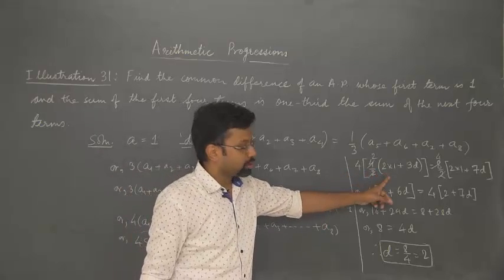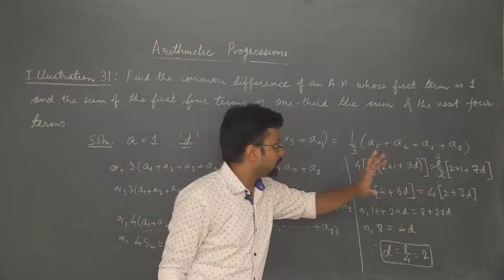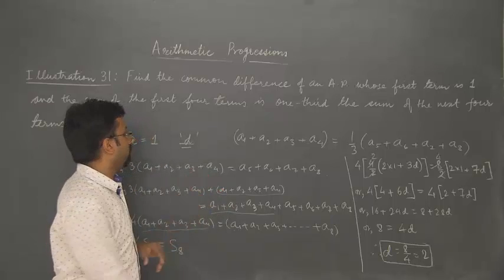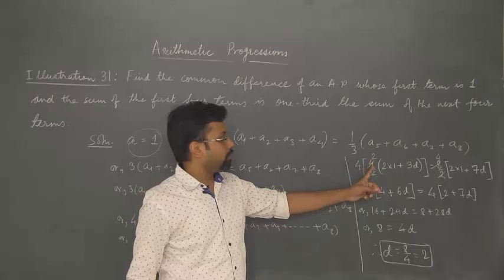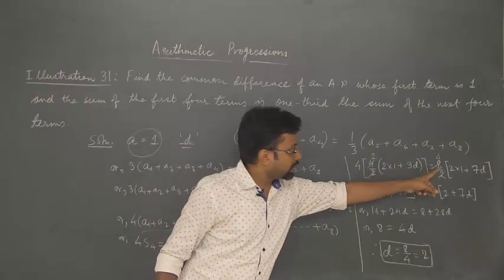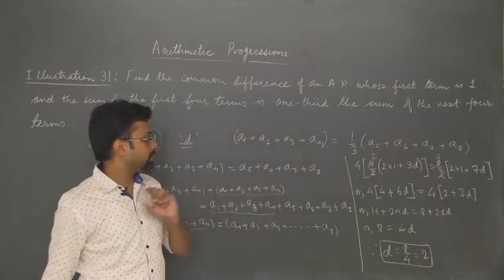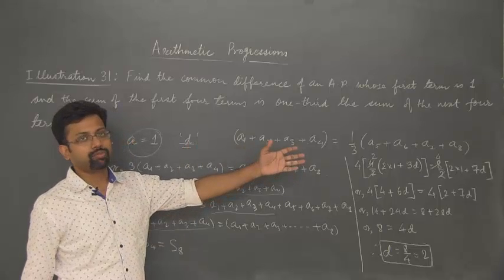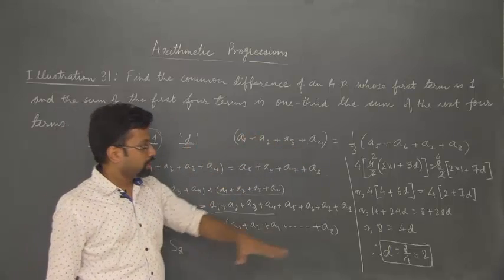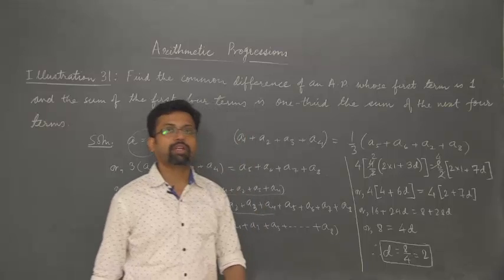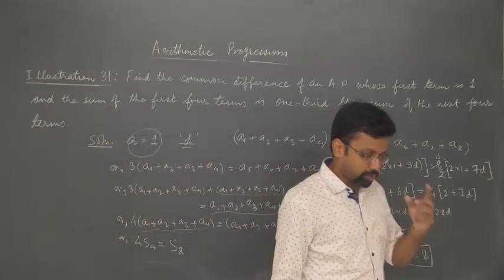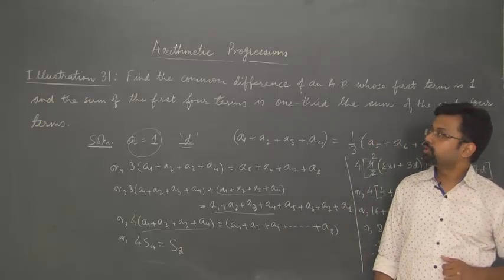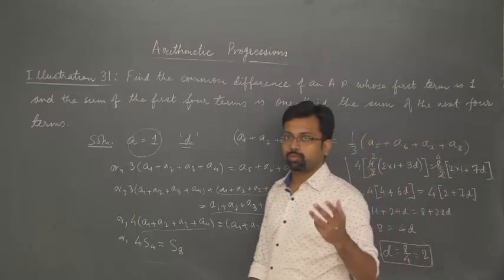Now we have substituted the values of S4 and S8 from the values that we already know. We know that A is equal to 1. For S4, n will be equal to 4. For S8, n will be equal to 8. And we have to find the value of D, which we are trying to calculate. So when we simplify this, we get the value of D as equal to 2. So this was another interesting question. Now let's move to illustration number 32 and let's see what lies in there.